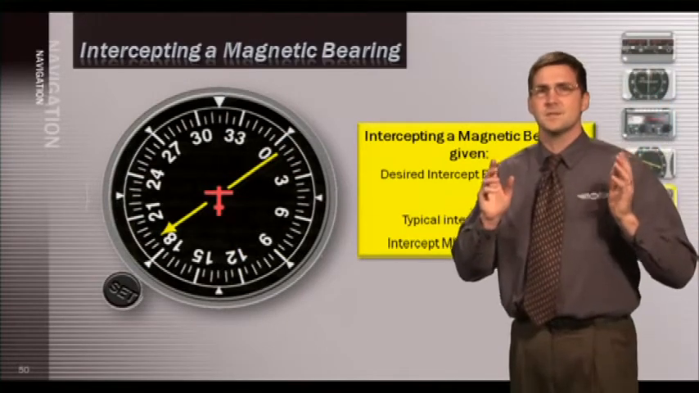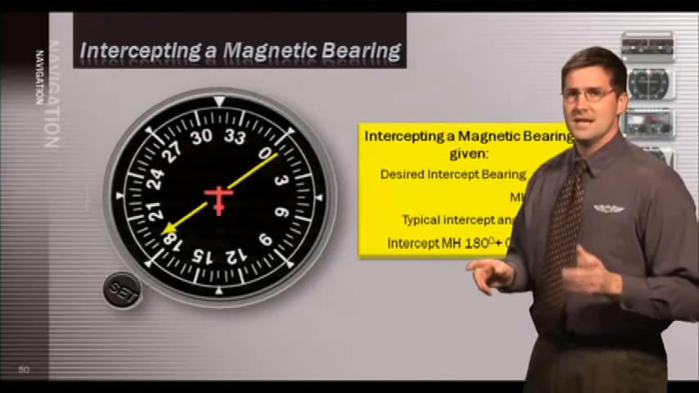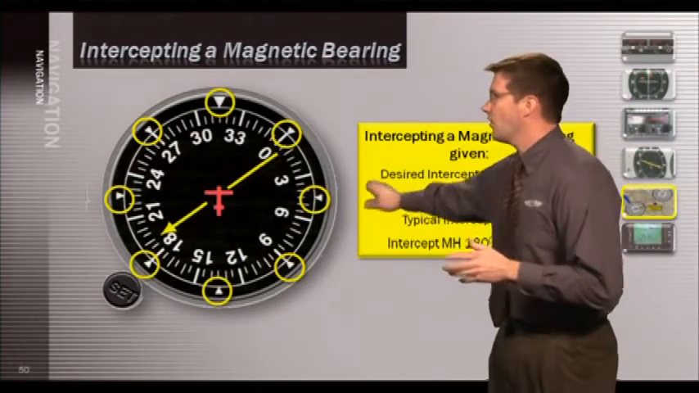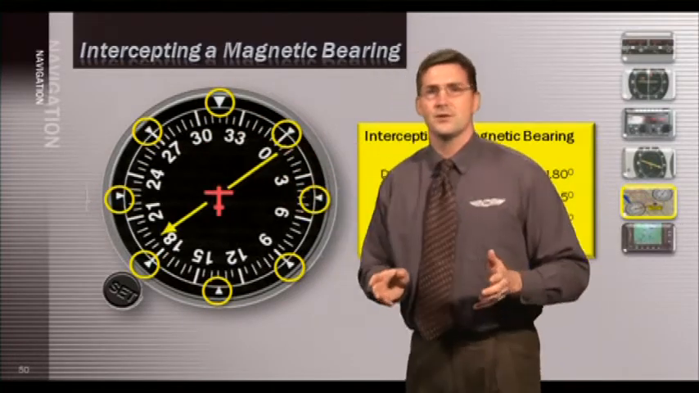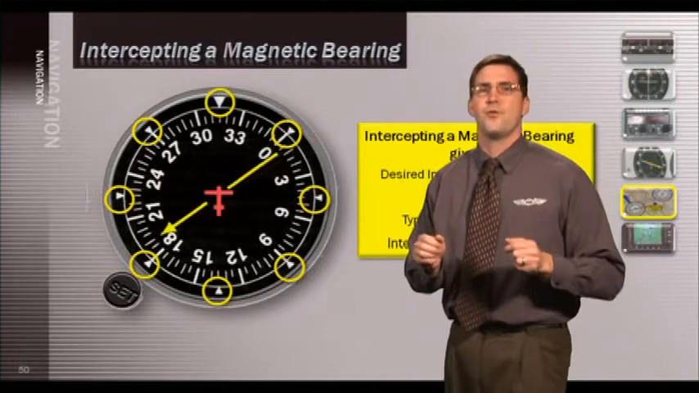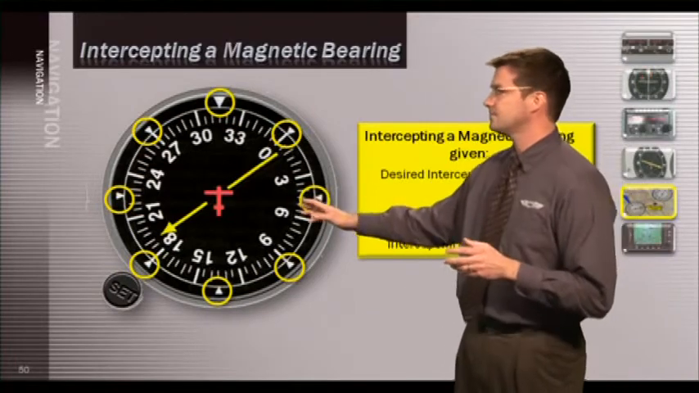Notice one of the nice things about this movable card ADF. See these little triangular ticks all the way around the dial? You can see them right here. These are placed at 45 degree intervals, or our typical 45 degree intercept angle.